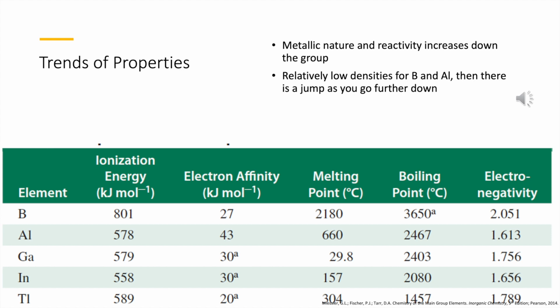The metallic character and densities, as mentioned before, follow a consistent trend, where the metallic character increases as you move down the group from boron down to thallium. The same is true with the density, where the density increases as you move down the group.